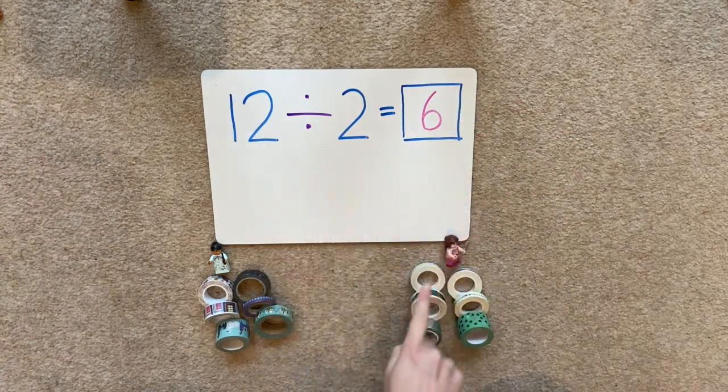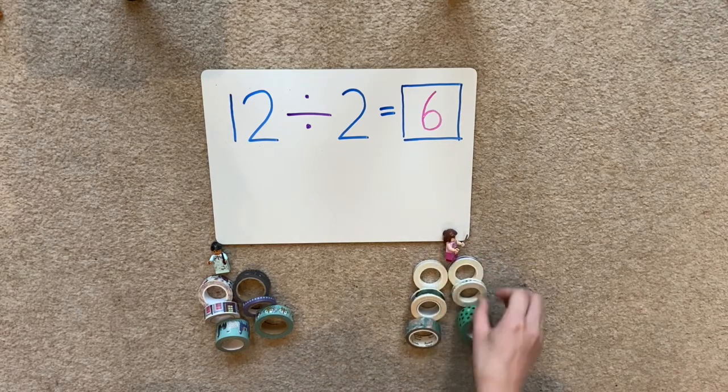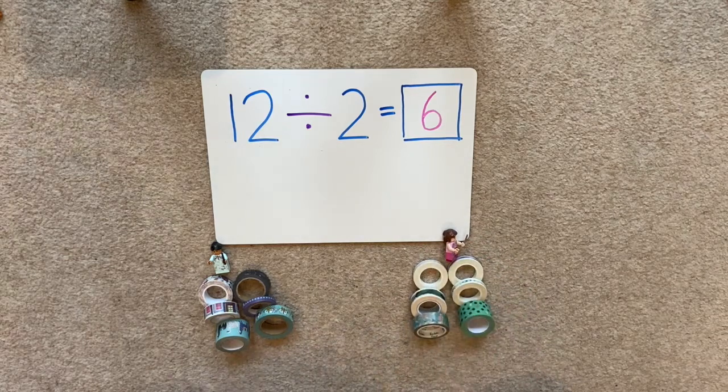How can we draw this? Because we're not always going to have objects with us, so we need to know how to draw this number sentence. Pause the video and have a think and try to draw it out on your piece of paper that you have next to you.